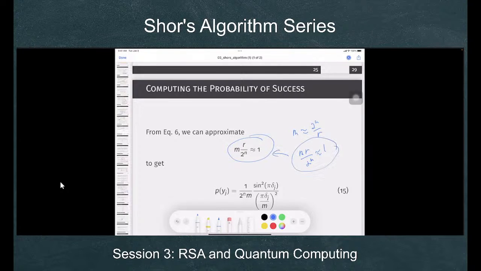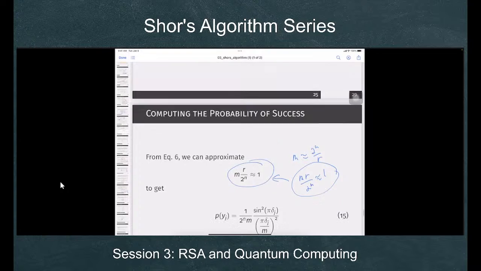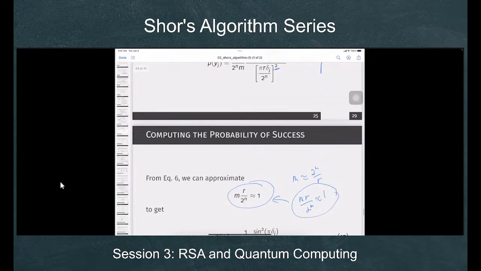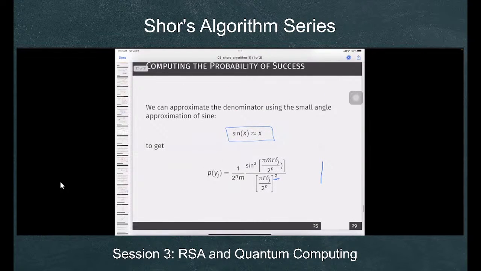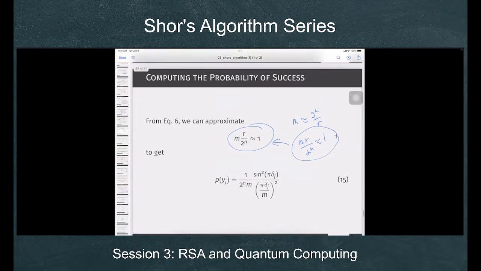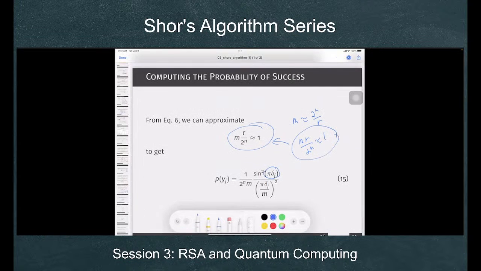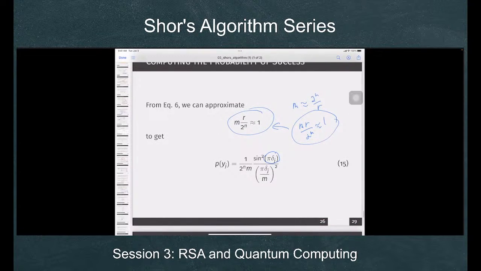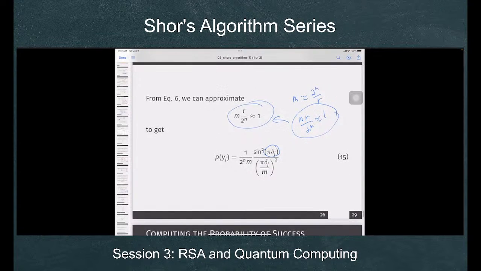Okay, 1. So if that's the case, then the numerator here, m times r over 2 to the n, is approximately equal to 1. So you'll be left with pi delta j, no? So pi delta j, which is this one here. Now, we are then going to determine the approximate value of sine squared pi delta j, no?